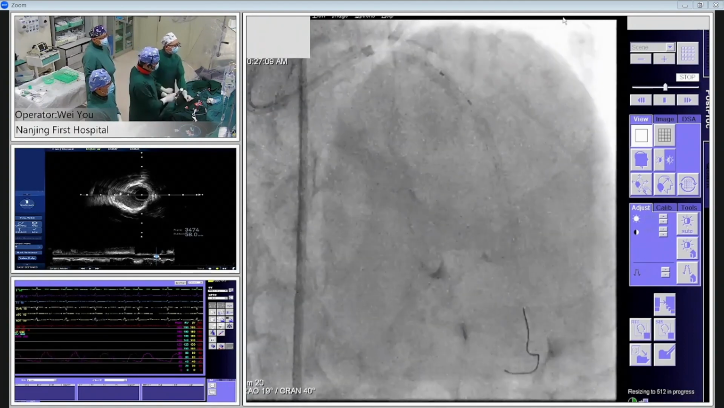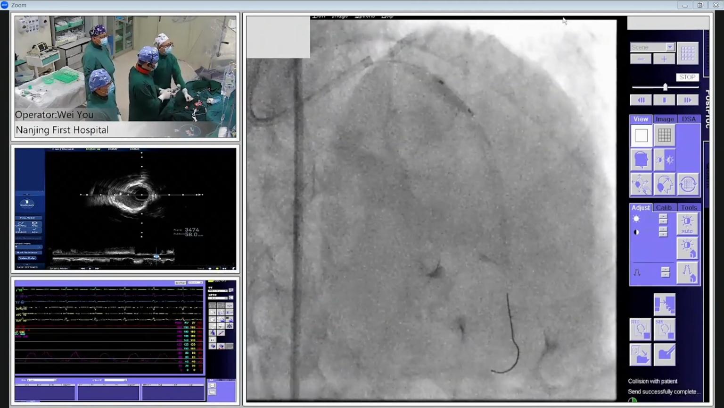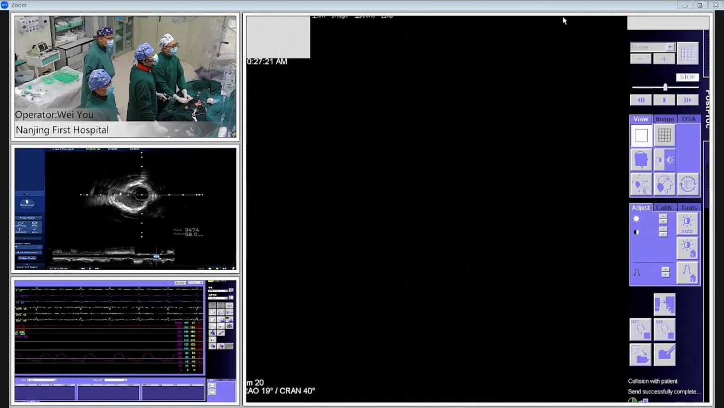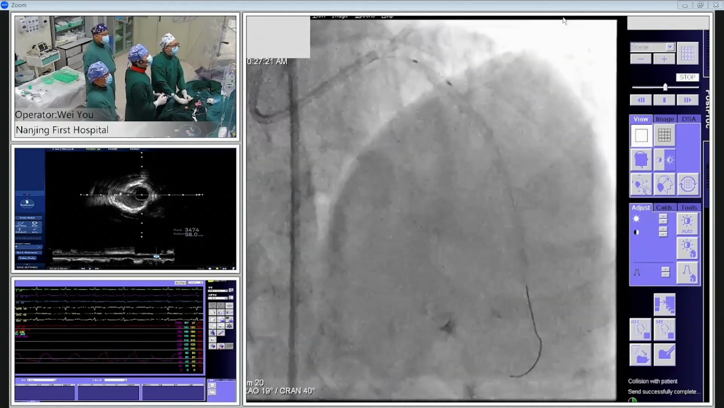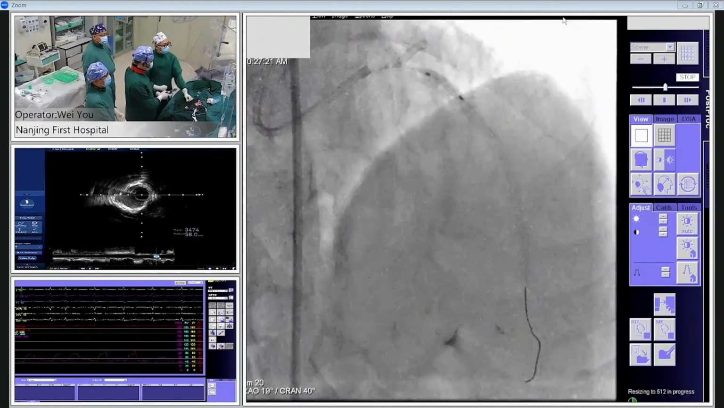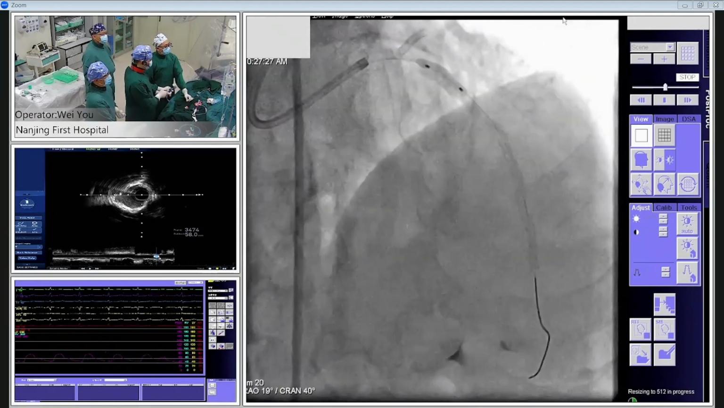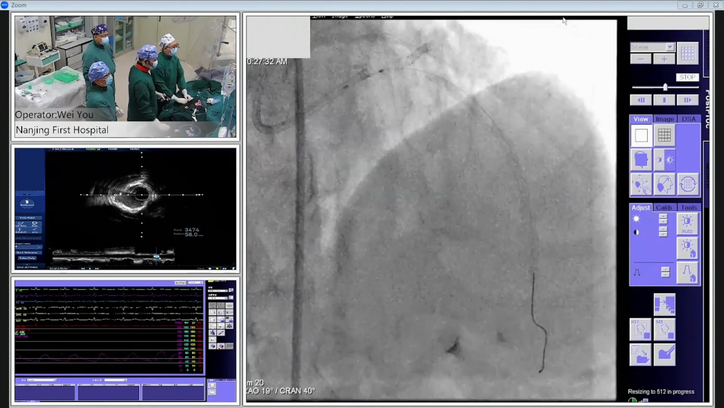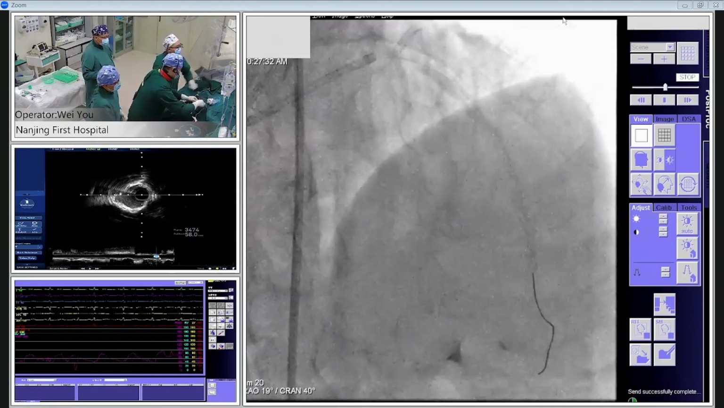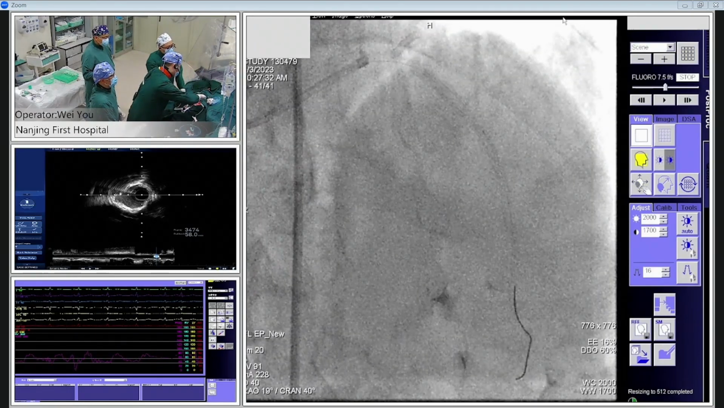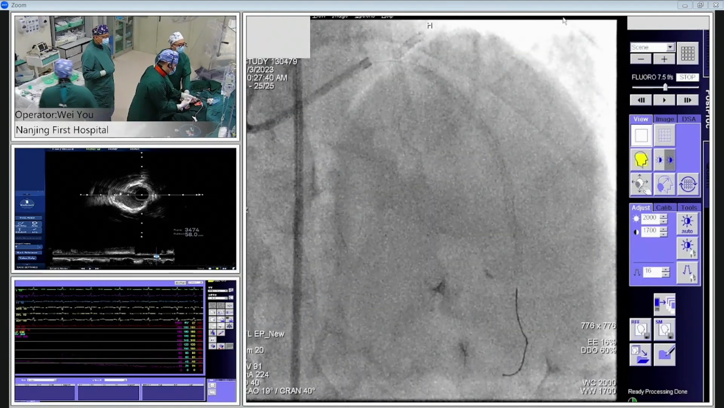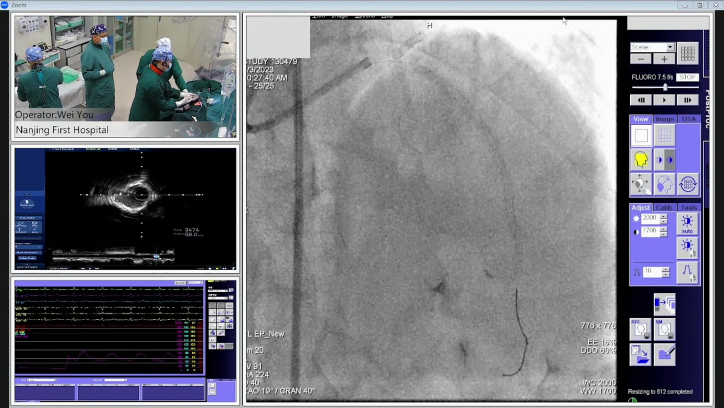Go. 12, 14, 16. Now is better. Okay, go. 12, 14, 16. Okay, better. I'll give some nitro and take the picture. Nitro, please. Ready? Okay, take a picture, please.